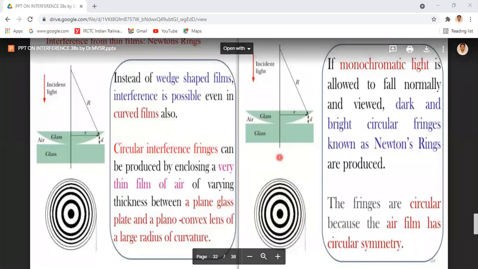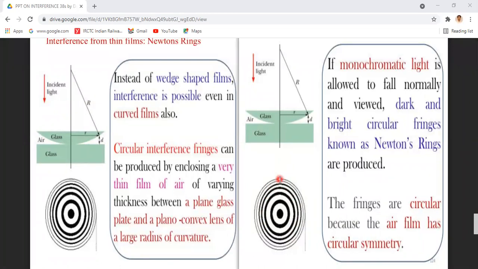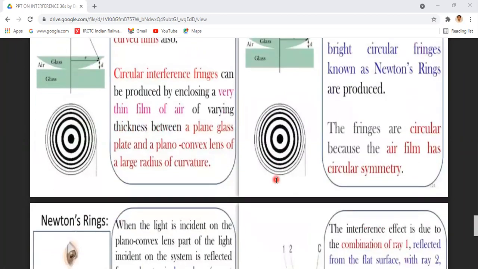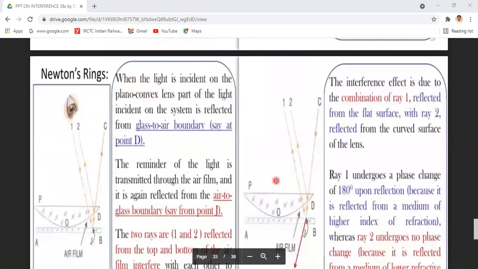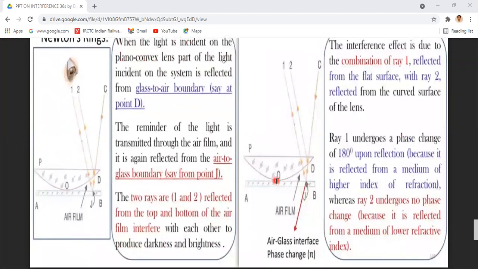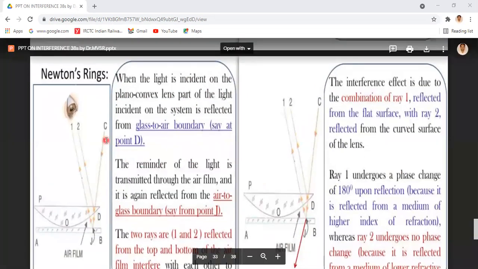So that is about the formation of Newton's rings by using a plano convex lens placed on a circular glass plate. Coming to Newton's rings, how are the fringes formed? When a light ray is incident on this curved air film, it will be reflected from the upper surface of the air film and also the lower surface of the air film. That picture can be observed in this slide also.